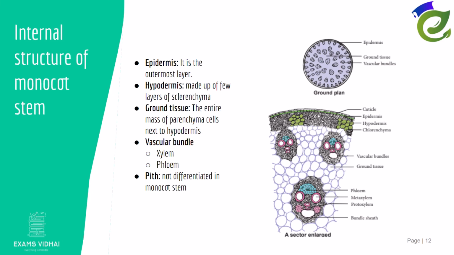It has xylem, which consists of metaxylem and protoxylem. The xylem vessels are arranged in V or Y shape. In mature vascular bundle, the lowermost protoxylem disintegrates and forms a cavity. This is called the protoxylem lacuna. And then coming to the phloem, it consists of sieve tube elements and companion cells. The phloem parenchyma and phloem fibers are absent. And then the innermost layer is the pith, which is not differentiated in monocot stems.